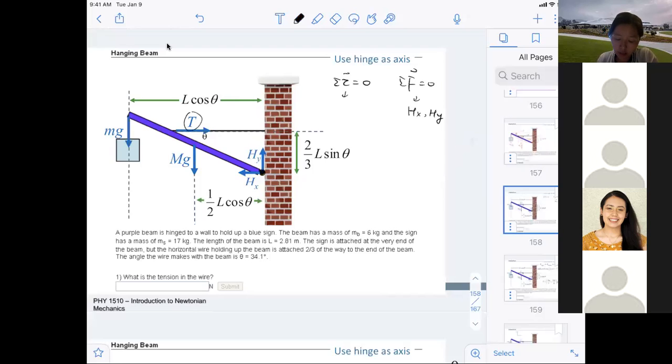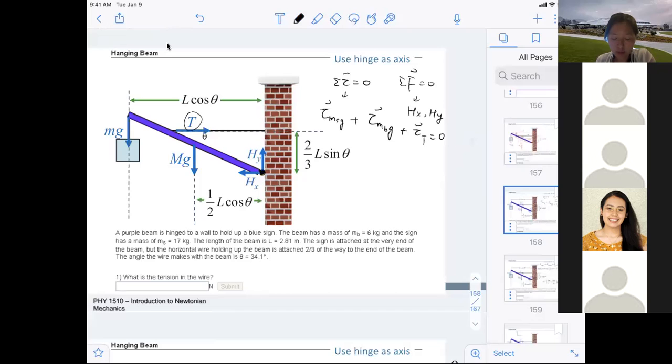Okay, so that's why I want to start with the torque equation, but sometimes it's not so obvious. If it's not obvious, you just start with one and see if you need more. Now we'll start with the torque equation. You need to add up all the torques from the sign, from the beam, and from the tension. They add up to be 0. The hinge has 0 torque, so I don't need to include it. Now let's write them out one by one.